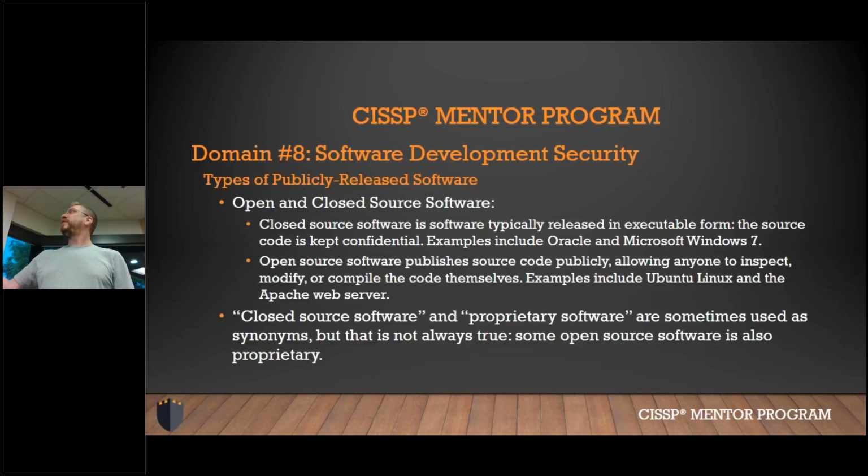So just understand, closed source is executable form, source code is confidential. Open source is source code is publicly published, allowing for modification and compiling it. Look at closed and proprietary. I think I actually made that mistake. They're often used as synonyms, but not always true. Some open source is also proprietary.